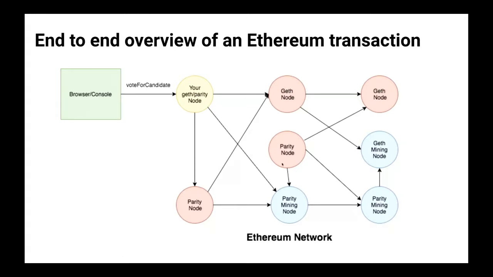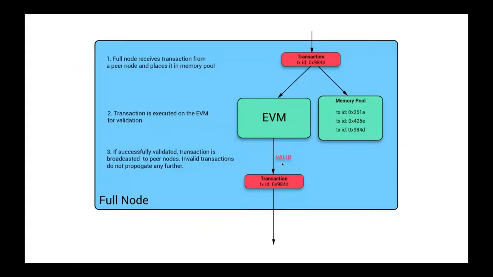I created this nice graphic over here that really represents exactly the transaction flow. Essentially, you're on your computer, you digitally sign the transaction, and you send it to the blockchain, and it goes into the first full node. When the full node receives the transaction from a peer node, it places it within the memory pool. The transaction is executed on the EVM for validation. If it is successfully validated, the transaction is broadcast to peer nodes, and if it's invalid, it is not going to propagate any further.